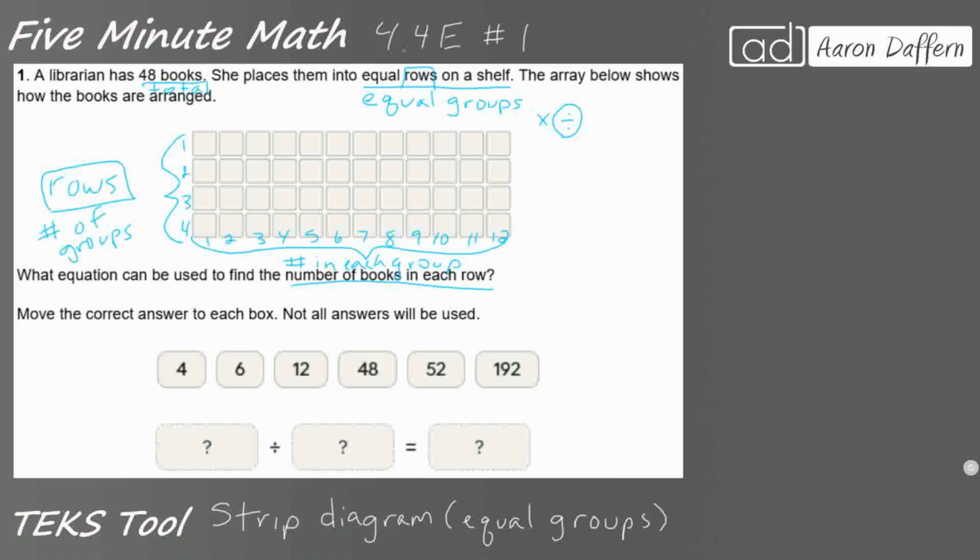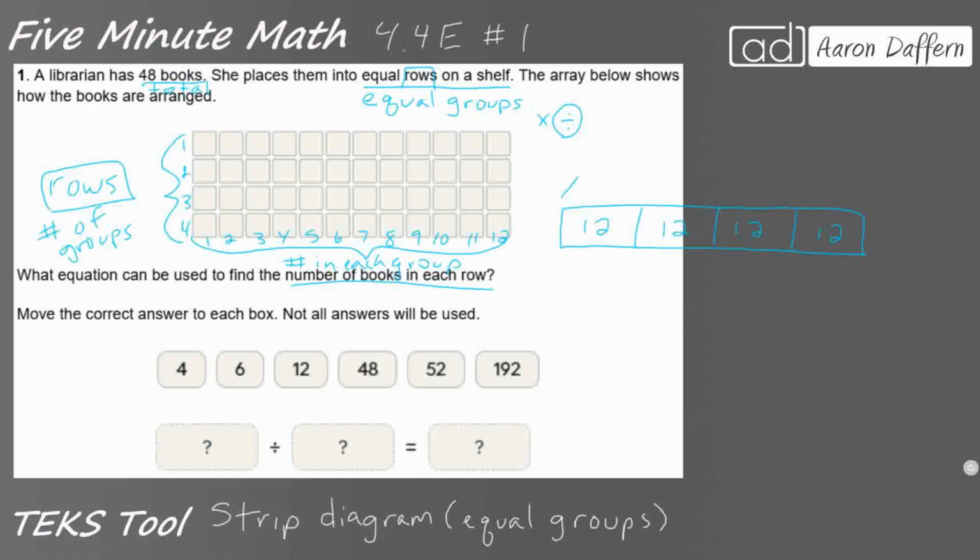So how can we represent this in a strip diagram? Well, since we know the number of groups and the number in each group, we can actually have a complete strip diagram. We don't necessarily have to have a question mark or a blank. So let's draw 4 groups, because remember, each row is going to act as a group. So I'm going to cut it in half, then cut each half in half. And then what I have here are the number in each group. That's going to be 12, 12, 12, and 12. And if I skip count by 12, I'm going to get 12, 24, 36, 48. And that's what I have here.